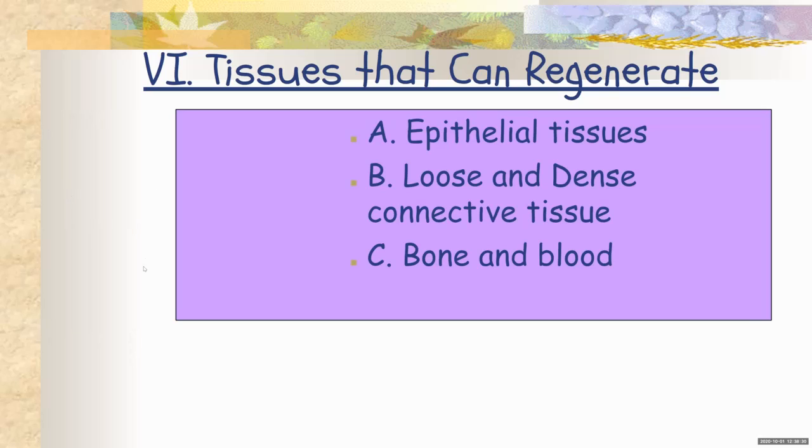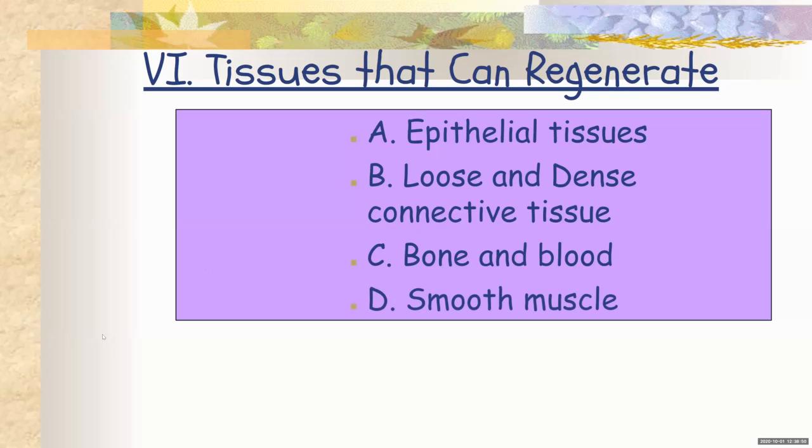Same thing with our blood. If damage happens to our blood, whether it's the red blood cells, white blood cells, platelets, or even plasma, the non-living matrix, all that stuff can be regenerated, it can repair. And the last example is smooth muscle.